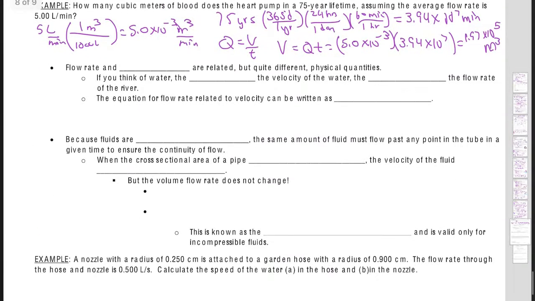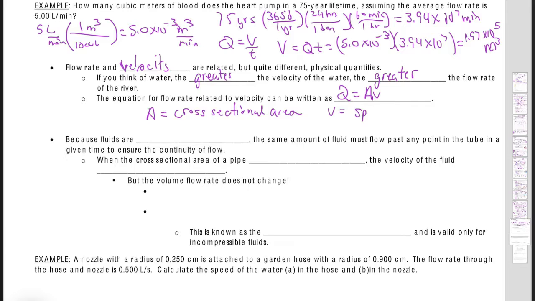Now flow rate and velocity or speed are related as well, but they are quite different physical quantities. If you think about water, the greater the velocity of water, the greater the flow rate of the river. The equation for flow rate related to velocity can be written as Q equals AV, where A is the cross-sectional area in which it is flowing, and V is the speed of the fluid.